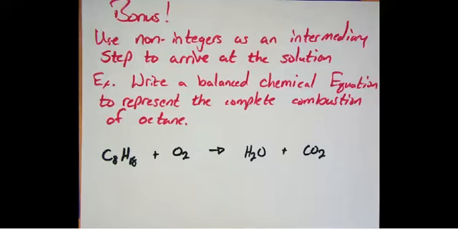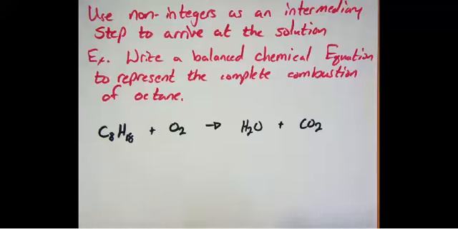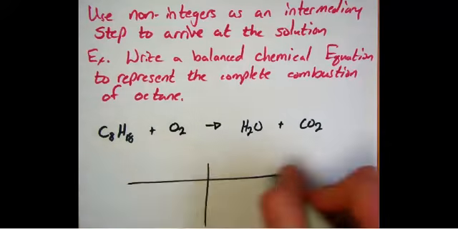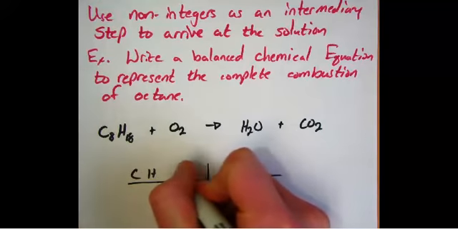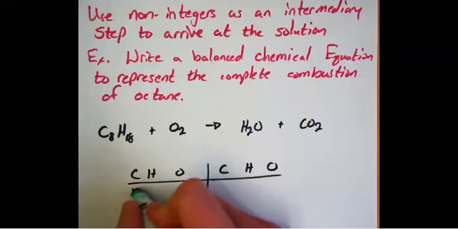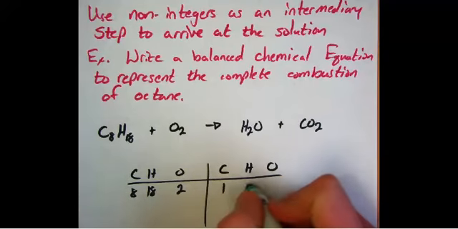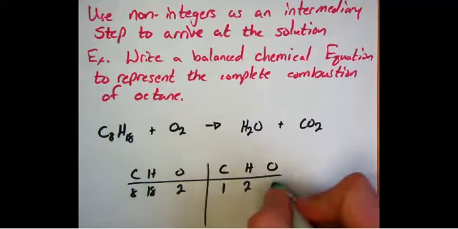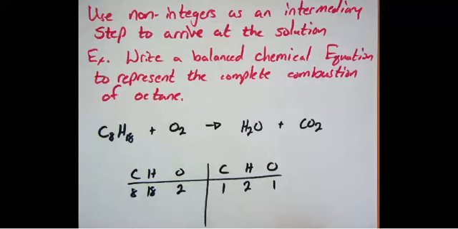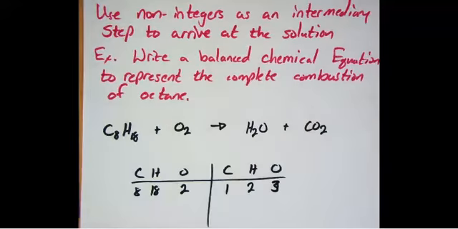All right, we're going to start to balance this chemical equation the same way that I've taught previously using our T-chart, where we have our C, H, and O, our C, H, and O. On the left, we start with 8 carbons, 18 hydrogens, 2 oxygens. On the right, we start with 1 carbon, 2 hydrogens, and 3 oxygens, 1, 2, 3.